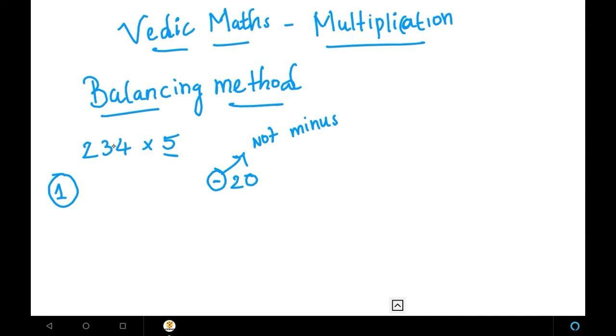Next, the next number is 5 threes. 5 threes is 15. Next, place a dash before 15. Next, 5 twos, that is 10. That's it. We have multiplied 5 with all 3 digits we have. So we have got the numbers 10, 15 and 20 separately. Next, step 2. Let us see what step 2 is.